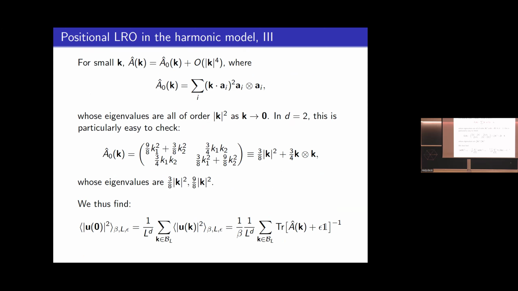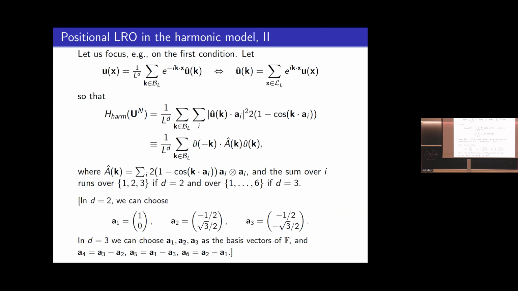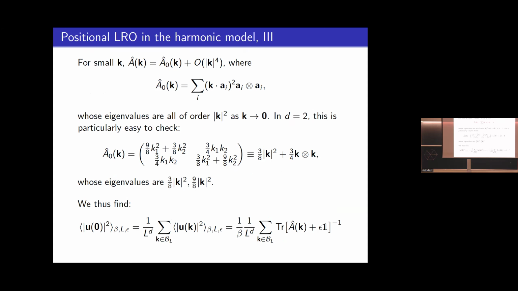So for these 3 nearest neighbor vectors, you write the sum over i from 1 to 3 of this projection squared times the projection matrix in direction A1, A2, A3, and you get this matrix here. This is just 3/8 k squared times the identity plus 3/4 k tensor k, and the eigenvalues are therefore 3/8 and 9/8. So from this computation, what do we get?